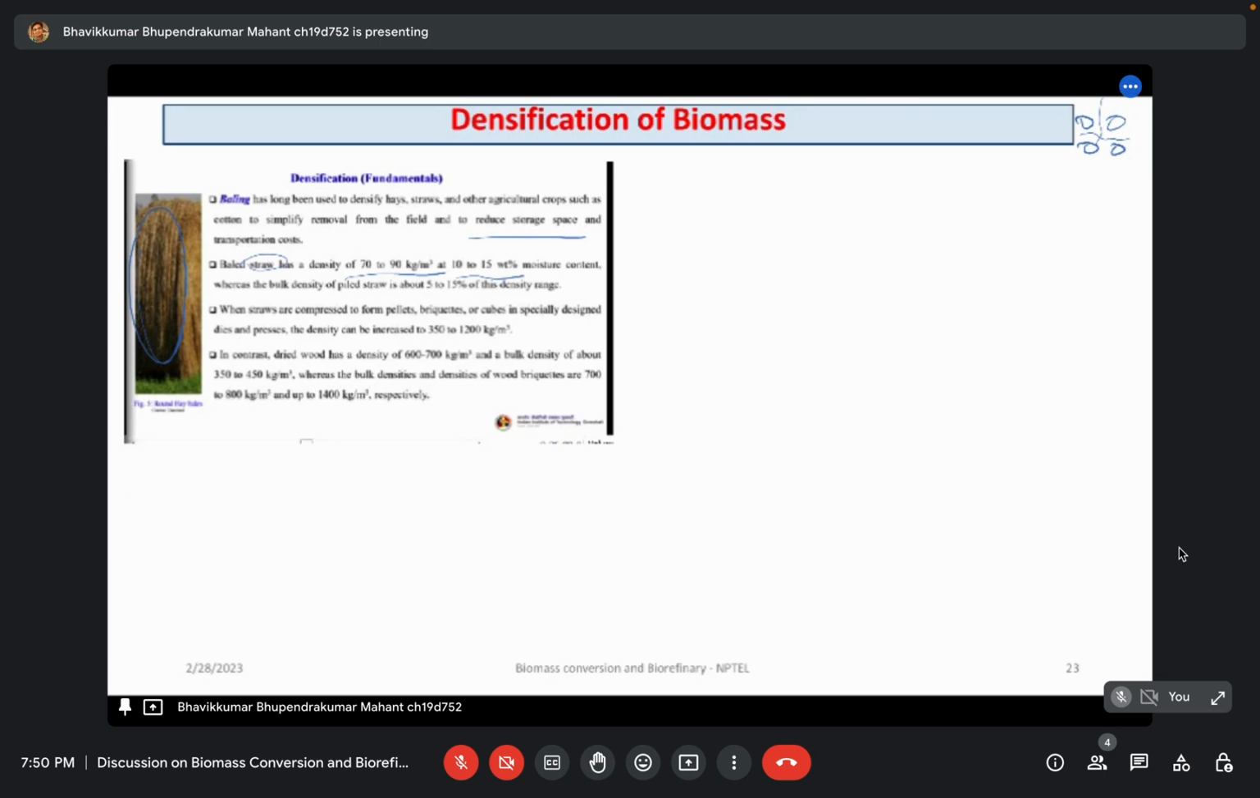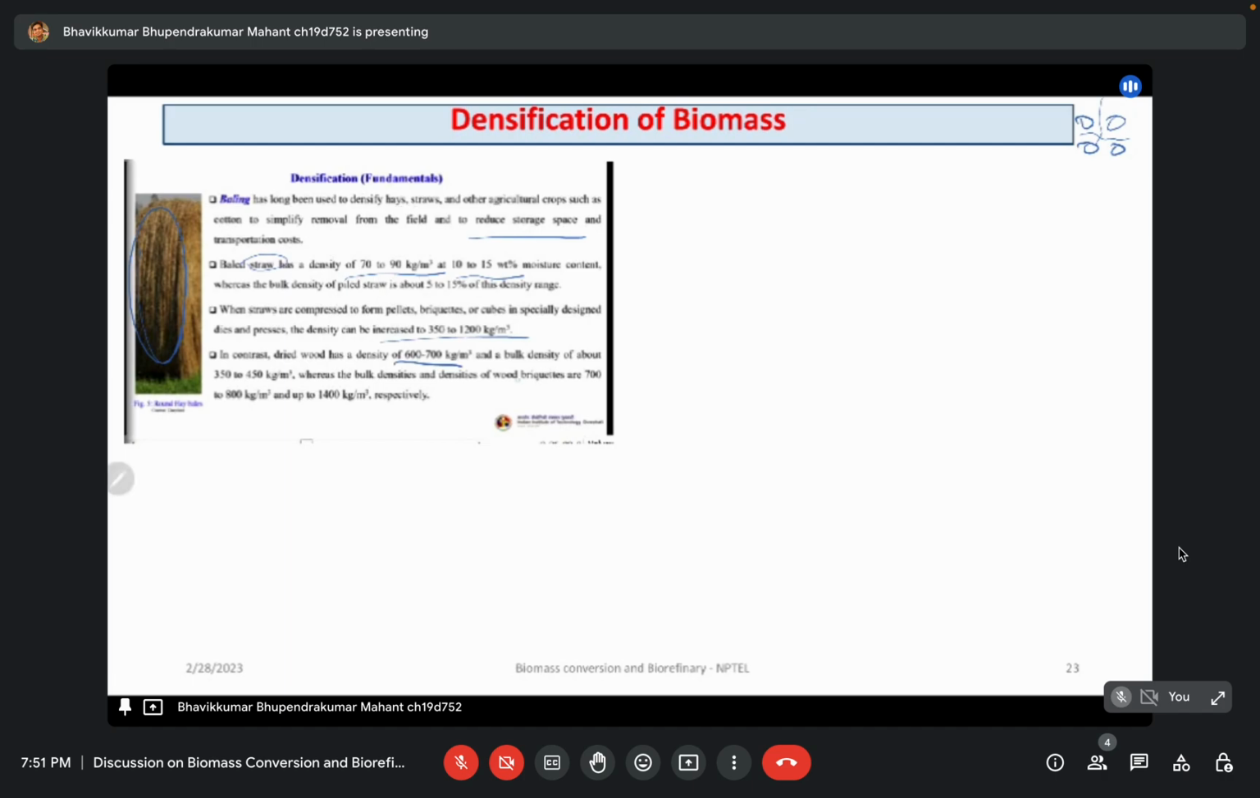So how can you convert it? Pelletization is also a process of densification. You have the biomass and you can press it into the form of small pellets. Then the density can be increased from 350 to 1200 kilogram per meter cube, while dry wood has a density of 600 to 700 kilogram per meter cube and a bulk density of about 350 to 450 kilogram per meter cube.